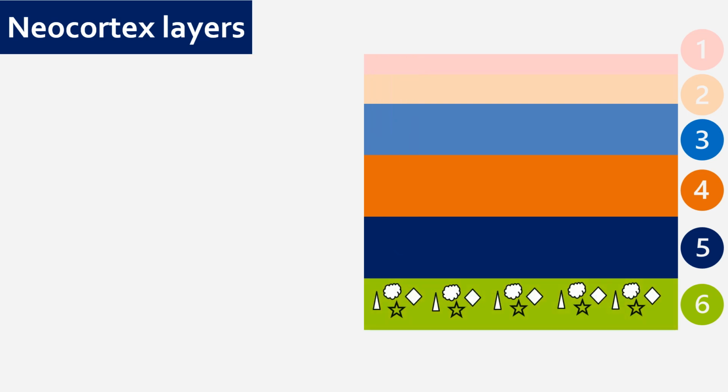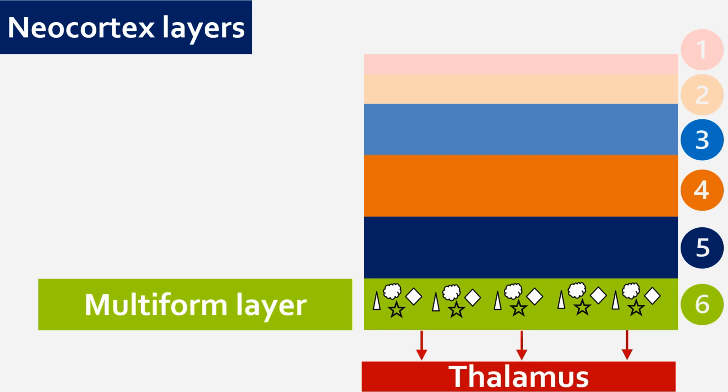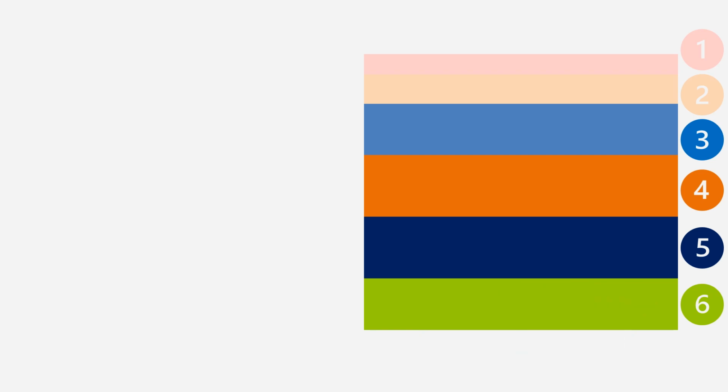Finally, then we've got layer number 6, and this is called the multiform layer because it contains lots of different neuronal cell types and other cell types. It's got some stellate cells, it's got some pyramidal cells, and some other neuronal cell types. The multiform layer projects primarily down to the thalamus. So this is the cortex's relay back to the thalamus. And remember that incoming information that comes from these subcortical regions goes through the thalamus before it ends up in layer 4. So that's the layers.